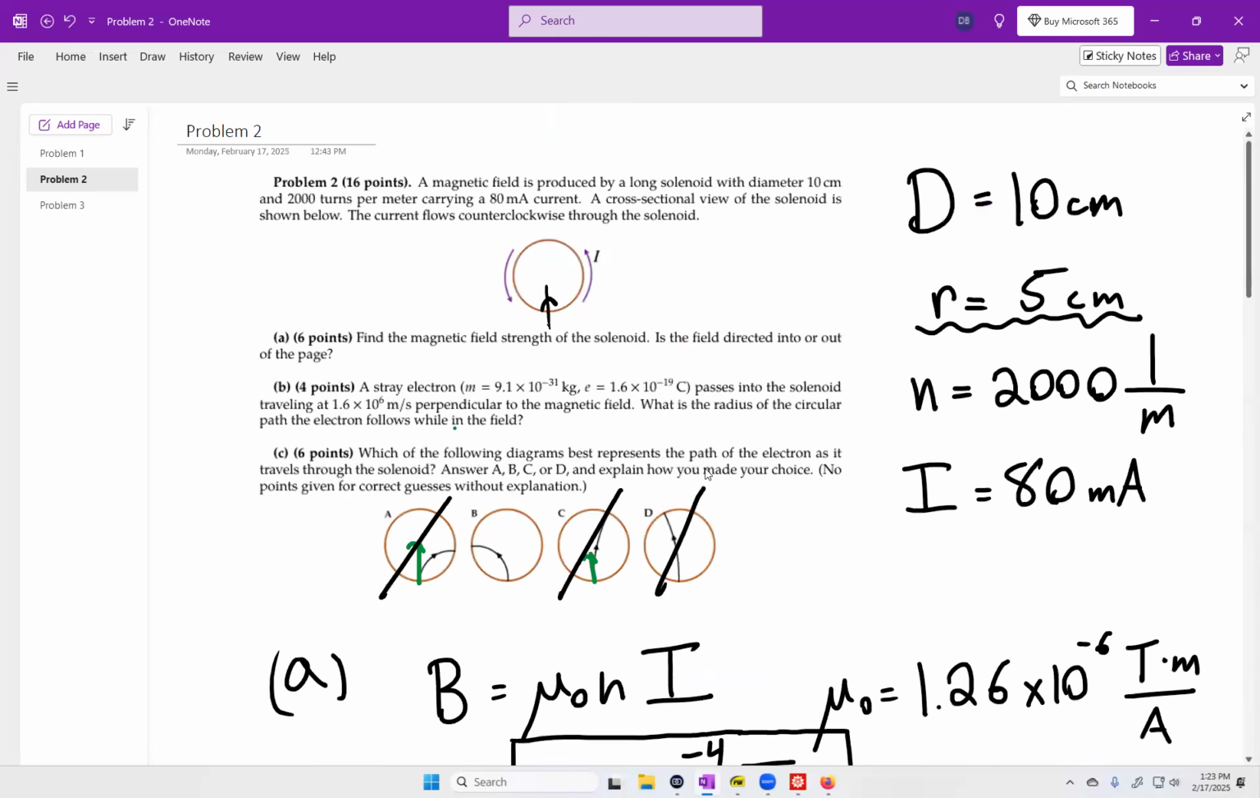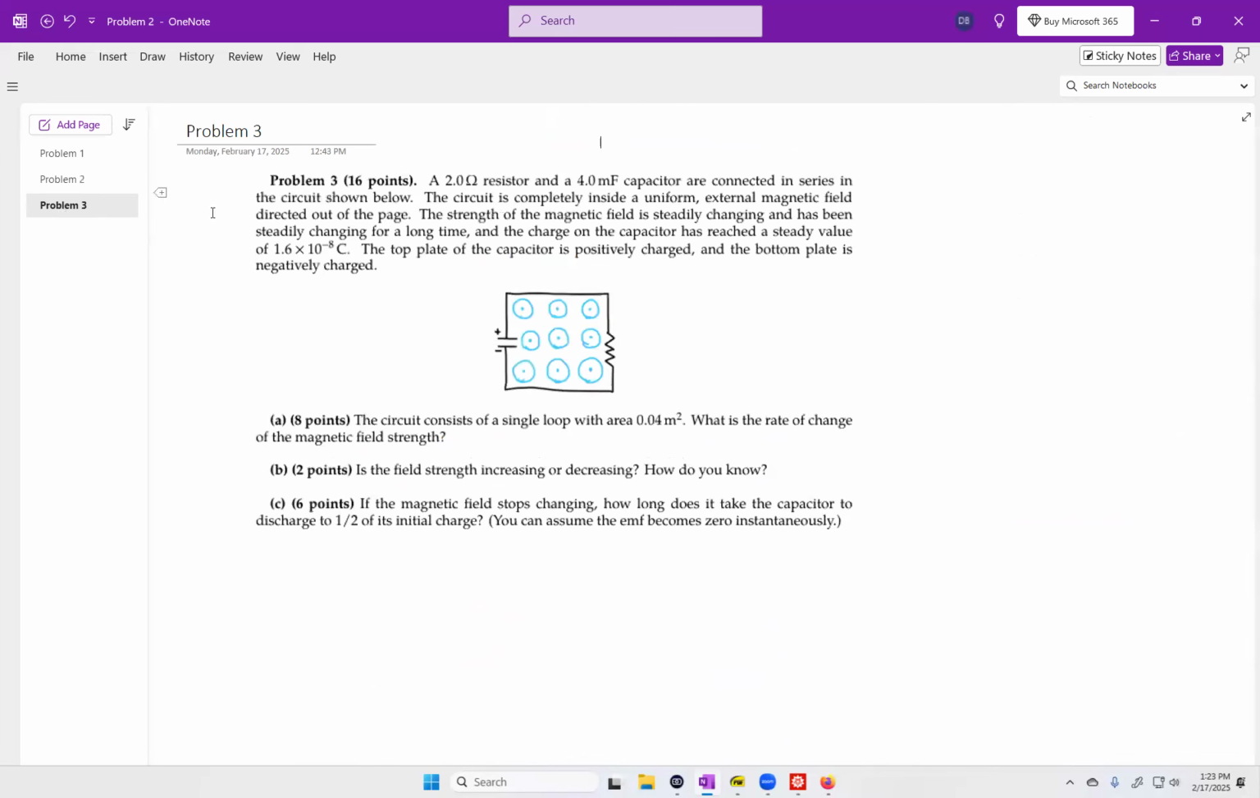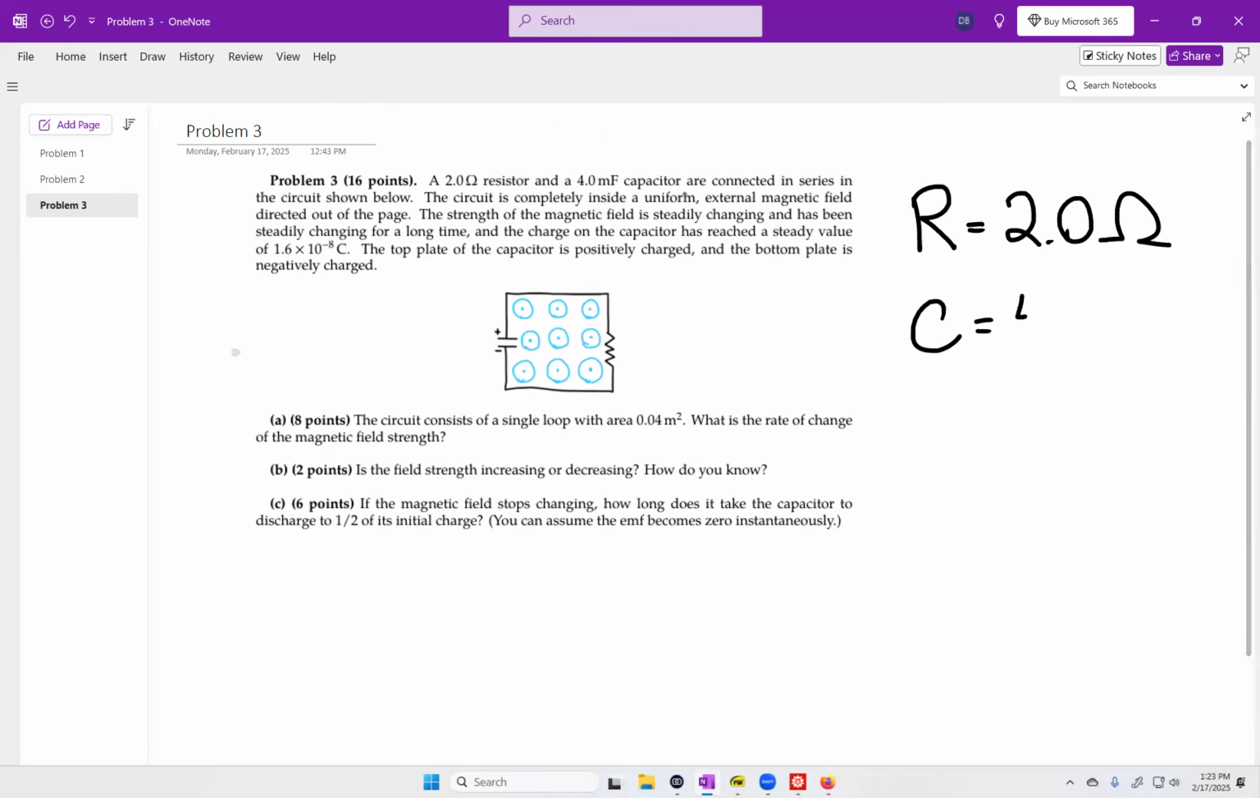All right, finally, problem 3. So this is a problem involving an RC circuit. We have a circuit with a 2 ohm resistor and a capacitor, which is 4 millifarad. And they're connected in series in the circuit shown below, right? So just a resistor and a capacitor connected.